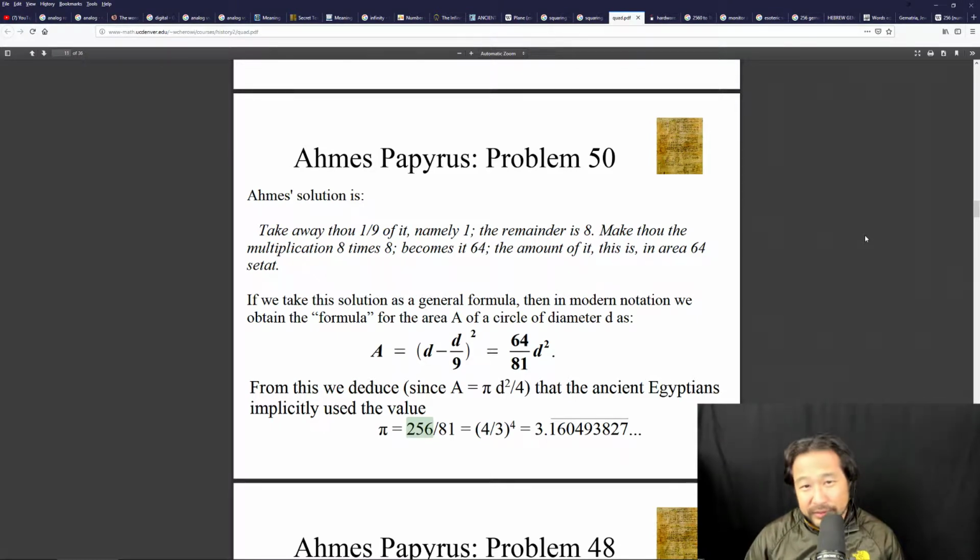If we take this solution as a general formula, then in modern notation we obtain a formula for the area A of a circle of diameter d, so 64/81 d squared. From this we deduce, since A equals pi d squared over 4, that the ancient Egyptians implicitly used the value pi equals 256/81, and we see the 4 to 3 ratio in the early screens of our time. But now we use different ratios for our screen resolutions.